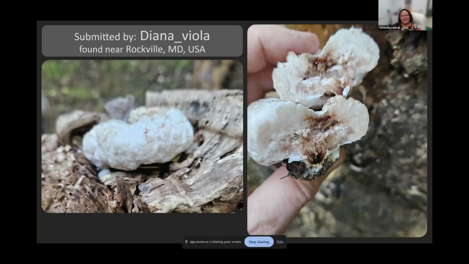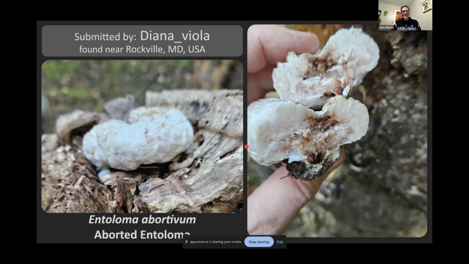Ah, interesting that you cannot see the name. Anyway, Entoloma abortivum or aborted entoloma. Oh, there you go. Thank you. I'm like, but I did it.